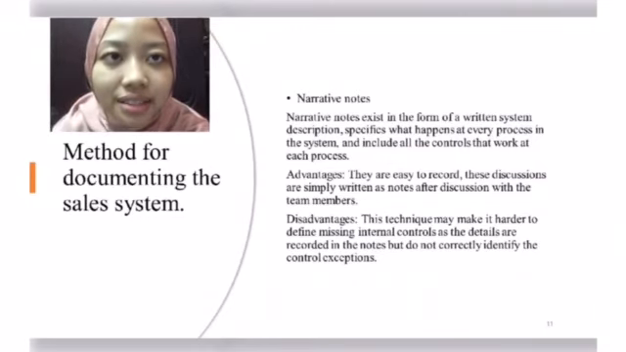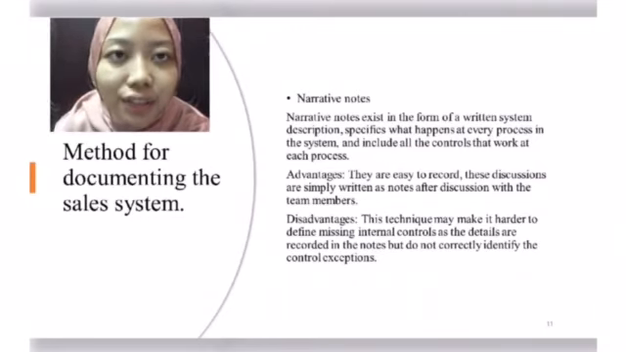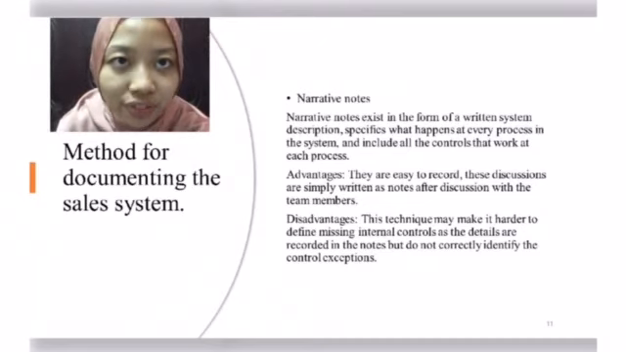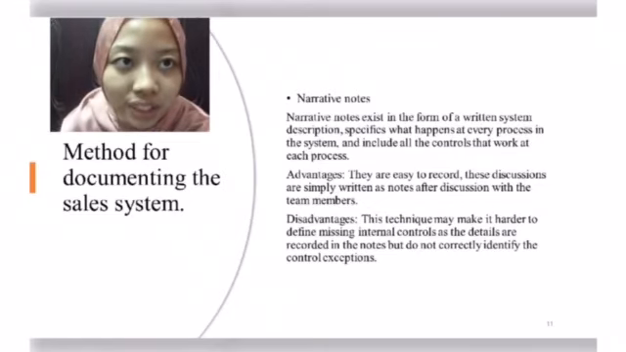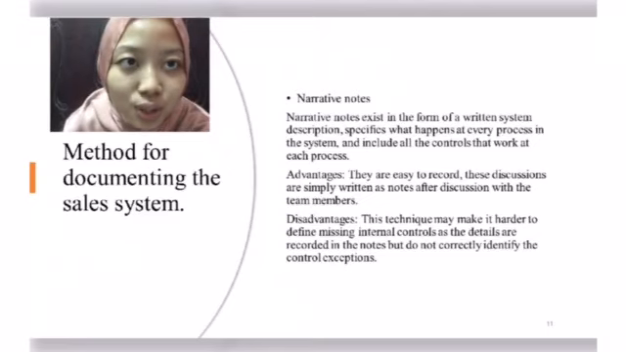The first method is narrative notes. Narrative notes exist in the form of written system descriptions, specify what happens at every process in the system, and include all the controls that work at each process. The advantages of using narrative notes are they are easy to record, and these discussions are simply written as notes after discussion with the team members.